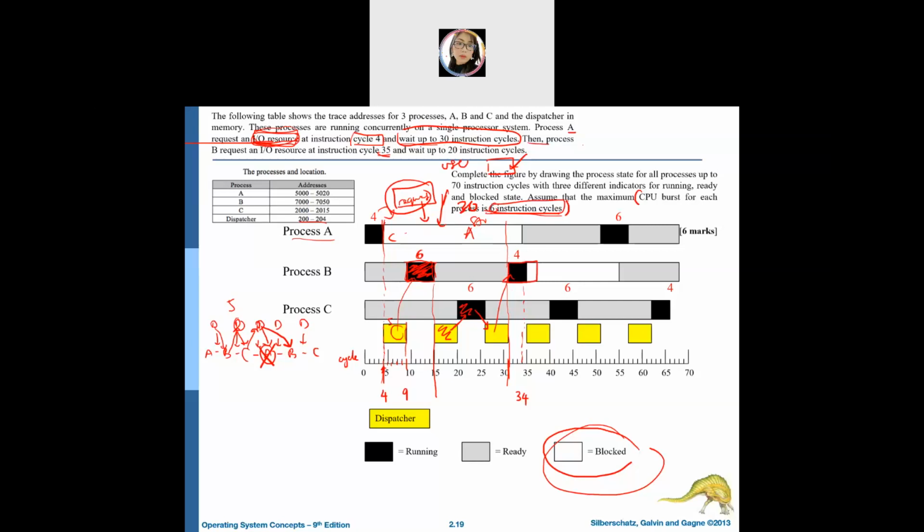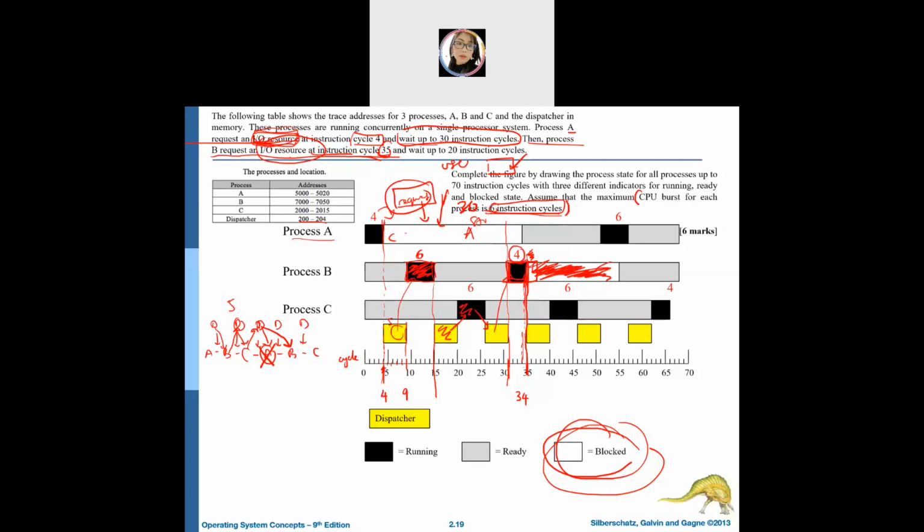But you can see there is another instruction here at cycle 35. At 35 here, your process B will request the input output resources. So supposedly it's showing 6, but another 2 cycles are directed to close. It's going to request the input output resources. Request means it's going to block. Anyone cannot run or interrupt it, because it has already started the input output resources instruction. That's why you have only 4 here.